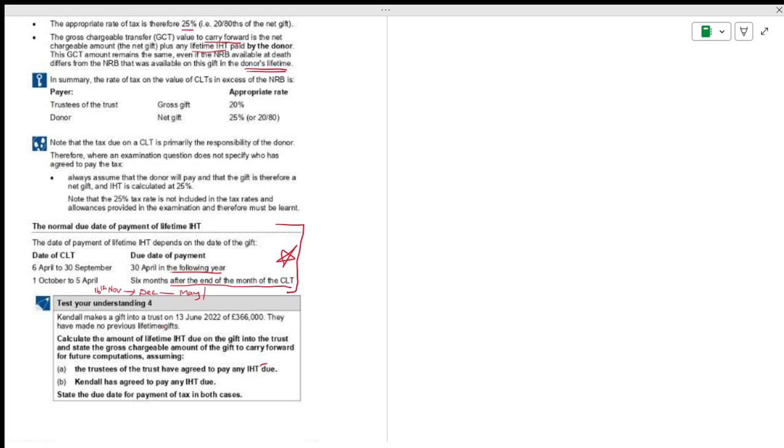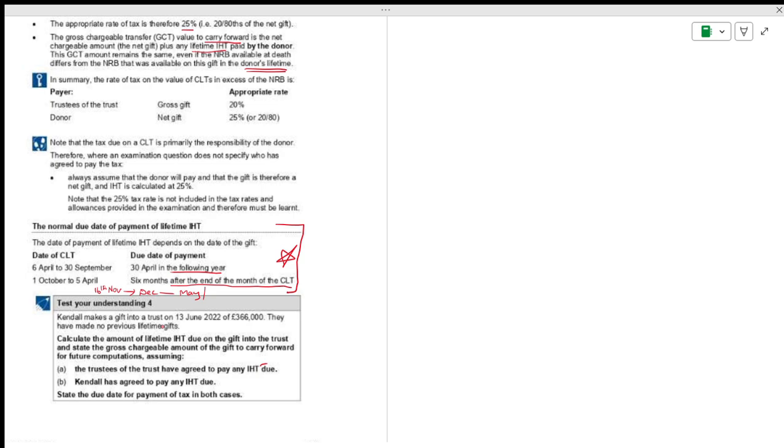If you are paying in October, you should not count October. After October, you have to count. Even on 1 October, yes. 1st October and 31st October are both the same. Okay, we go to the test of understanding question.